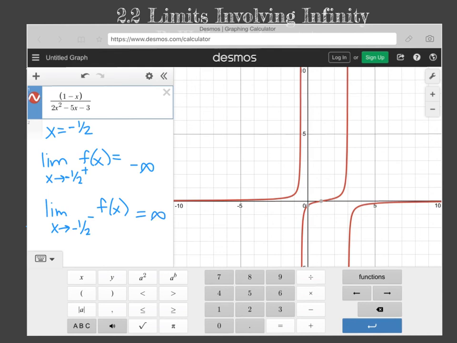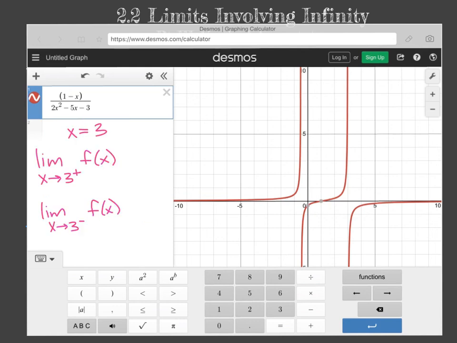Go ahead and try the left and the right limits for the vertical asymptote x equals 3 next. All right, our two limits. As x approaches 3 from the right, our graph is going down towards negative infinity, and as x approaches the vertical asymptote x equals 3 from the left, our graph is approaching positive infinity. And therefore, those are both our vertical asymptotes.